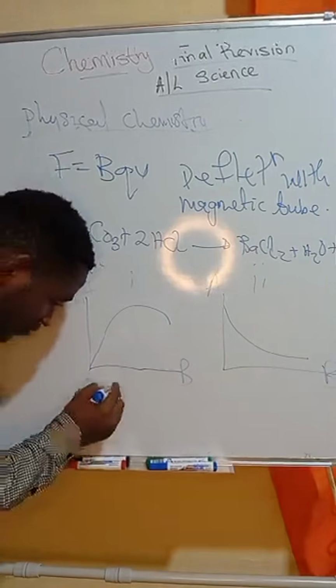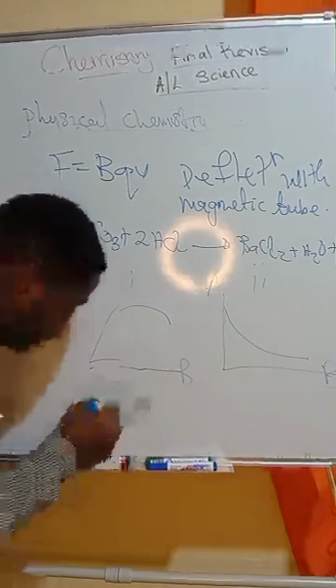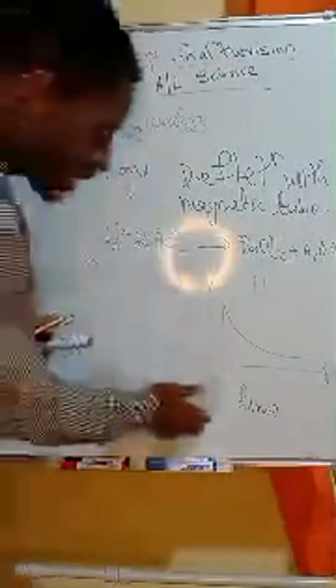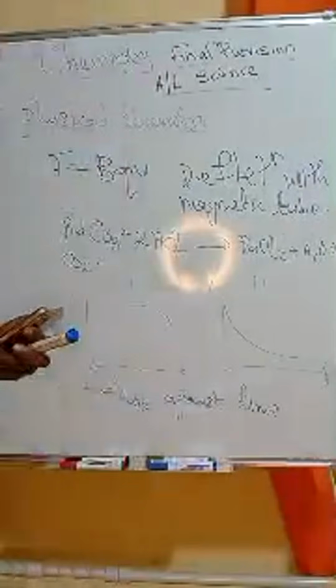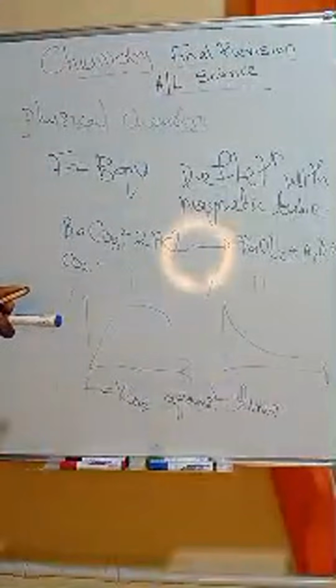So A is given to us as the volume of CO2 against time. We are plotting a graph of the volume of CO2 against time. It's simply the graph of carbon dioxide against time, for both experiment 1 and experiment 2. This is what we are plotting. Now, read the next part.